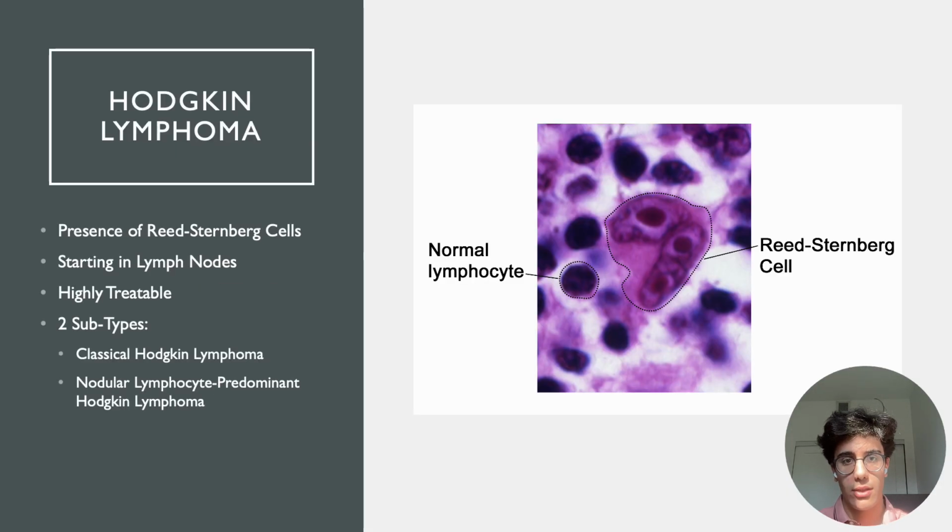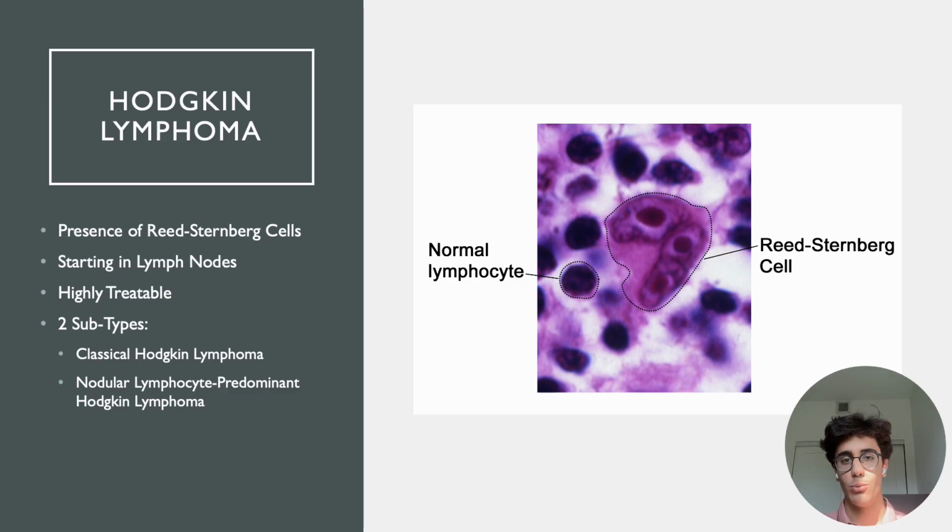Now, the defining diagnostic feature of Hodgkin lymphoma is the presence of Reed-Sternberg cells. As you can see in the image here, this whole thing is actually one cell, the Reed-Sternberg cell, having three nuclei compared to the normal lymphocyte right next to it. It looks like an owl eye, you can say.